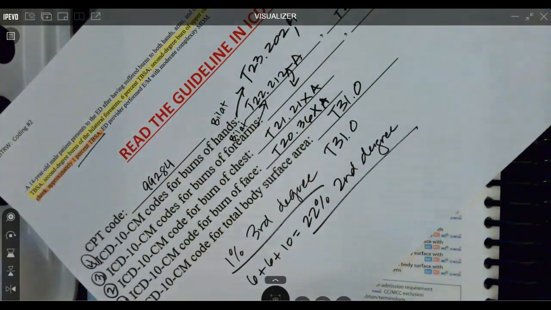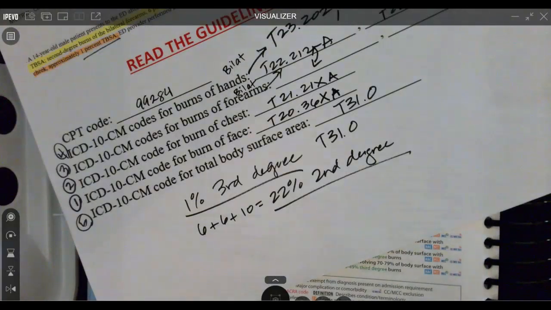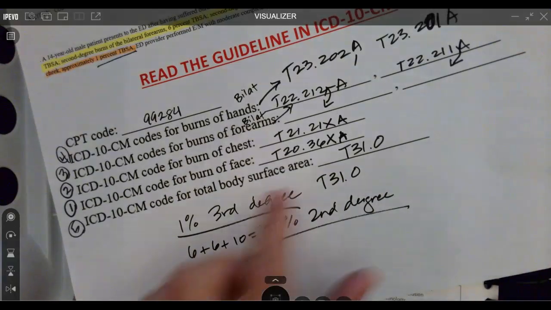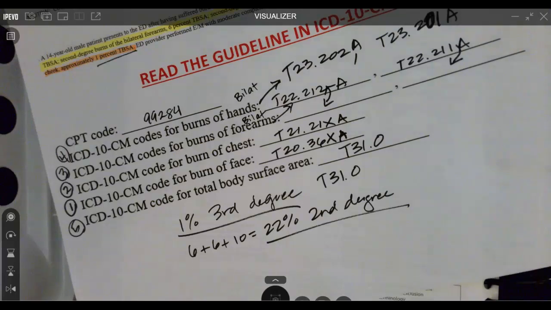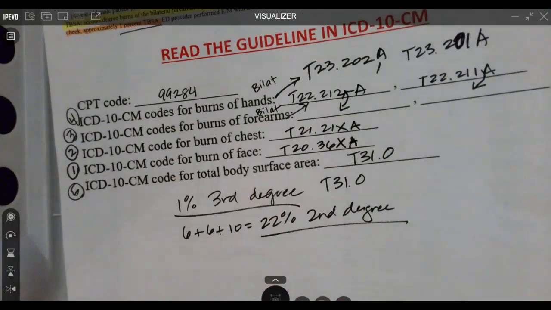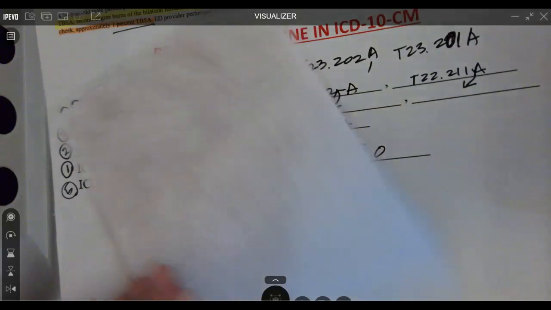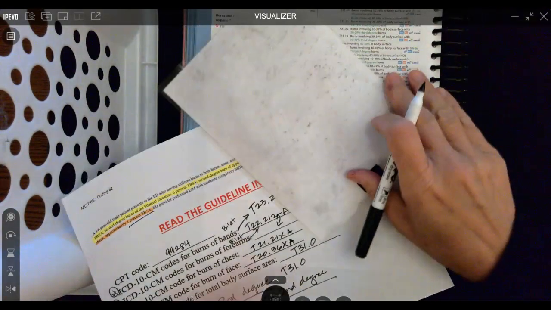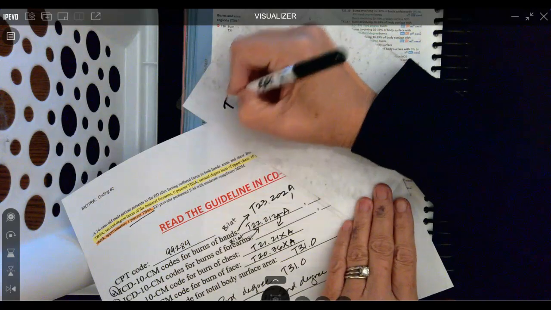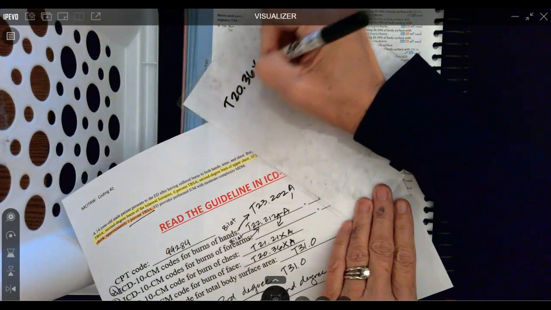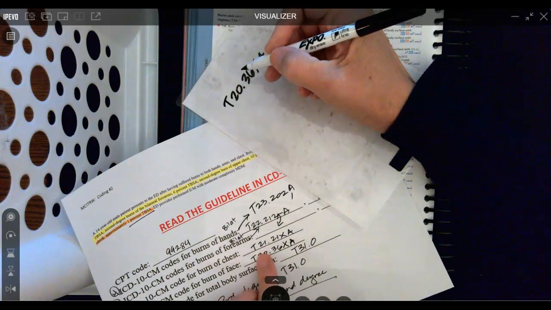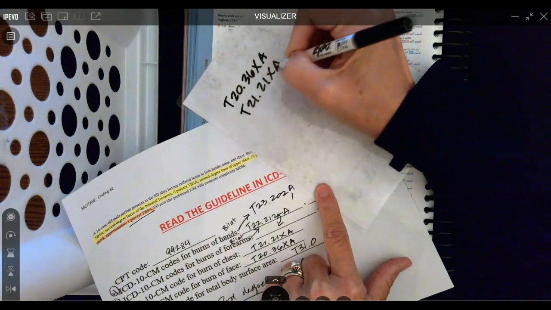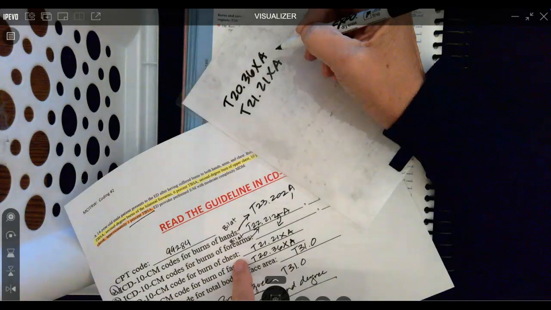Okay, so when we write this out, if we were entering it in on data entry, we would do this one first. Okay, let me get my little dry erase. Okay, it would look like this. So you guys can see the whole thing here. So we would have T20.36XA would be our first one. Then we have T21.21XA is the second one because of the 10% burn.